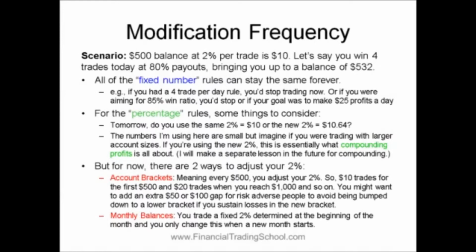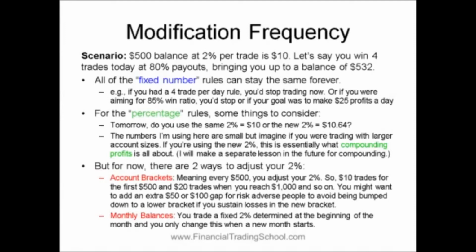But for now, there are 2 ways to adjust your 2%. Account brackets and monthly balances. For account brackets, this means for every $500, you adjust your 2% accordingly. So $10 trades for the first $500 and $20 trades when you reach $1,000, and so on. And you just up it $10 every $500 from here on out. Or if you're trading 3%, then it would be $15 every $500 from here on out, etc.